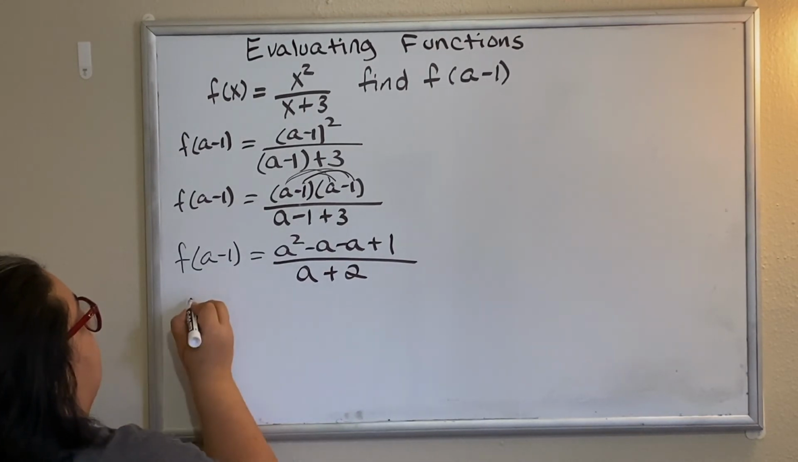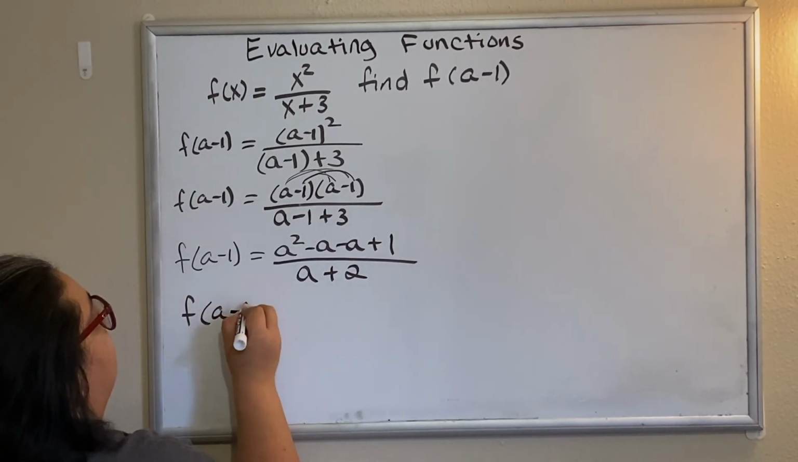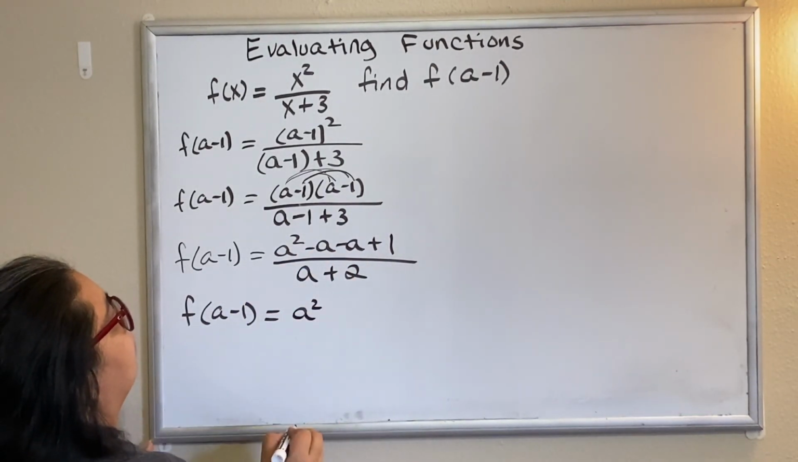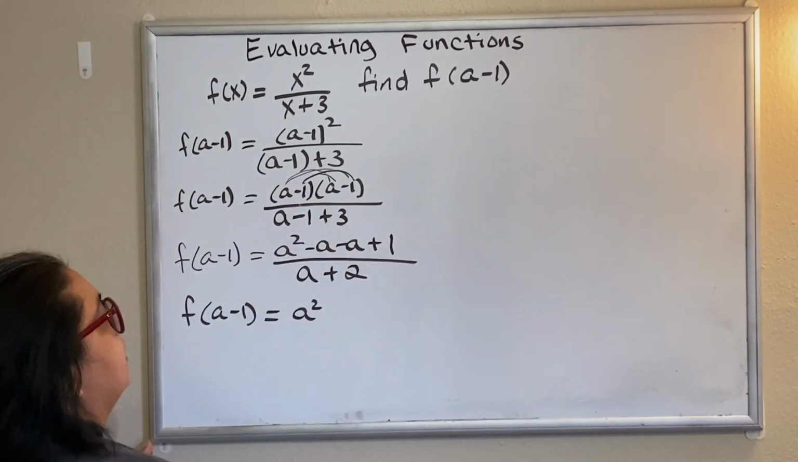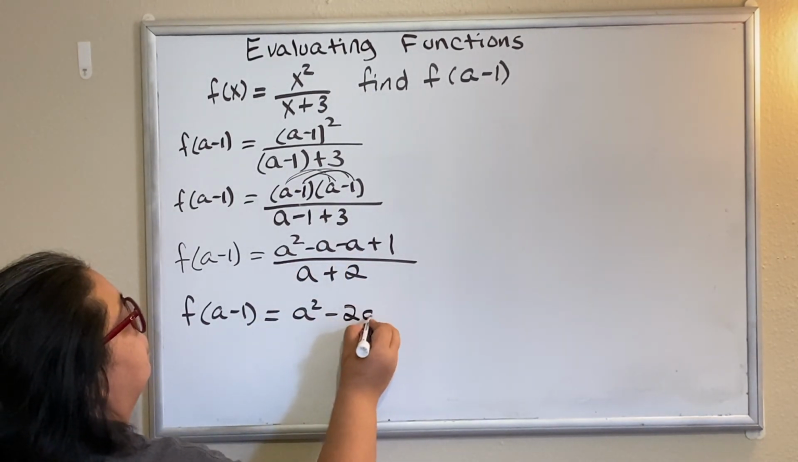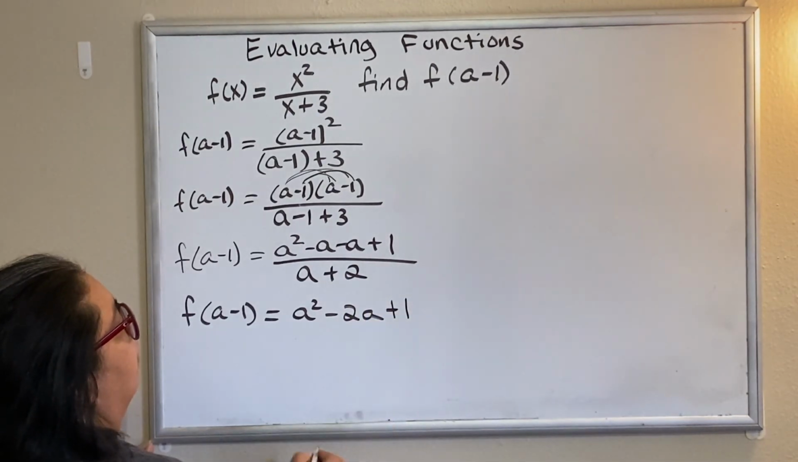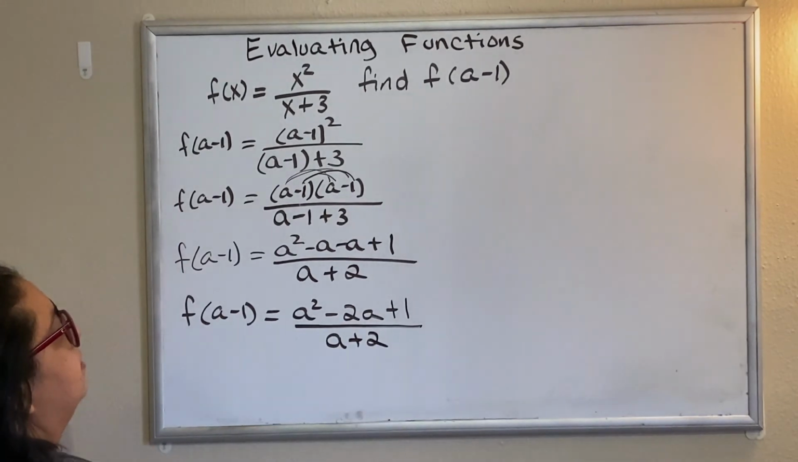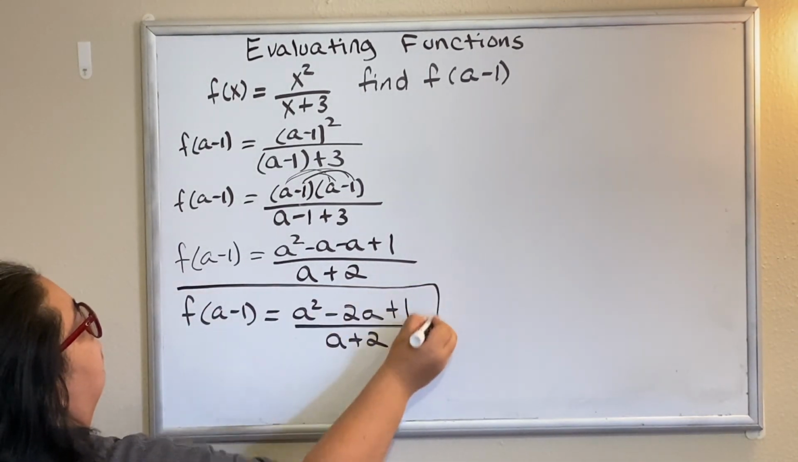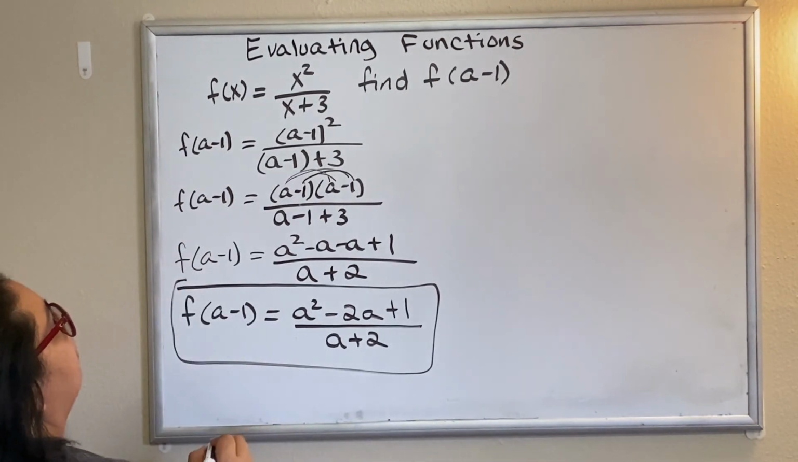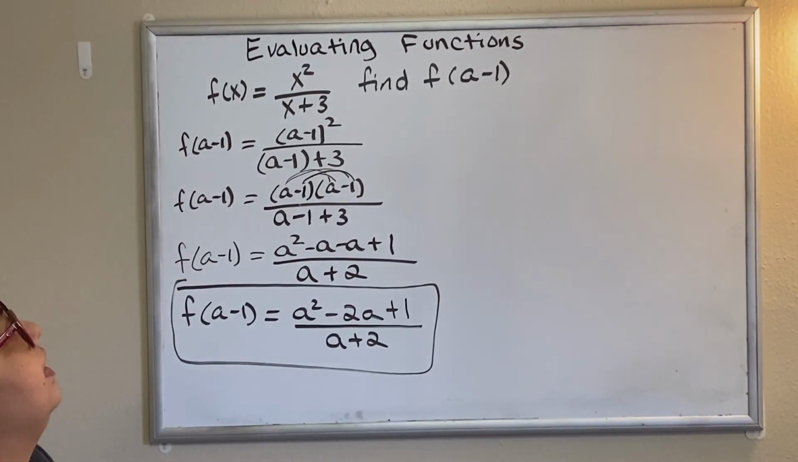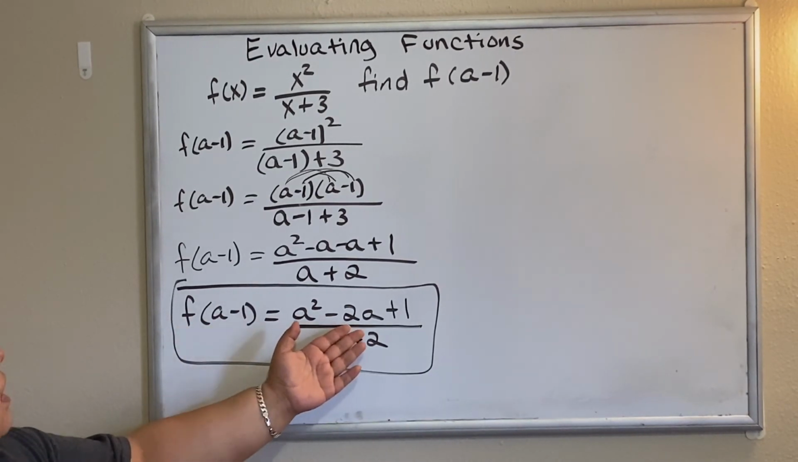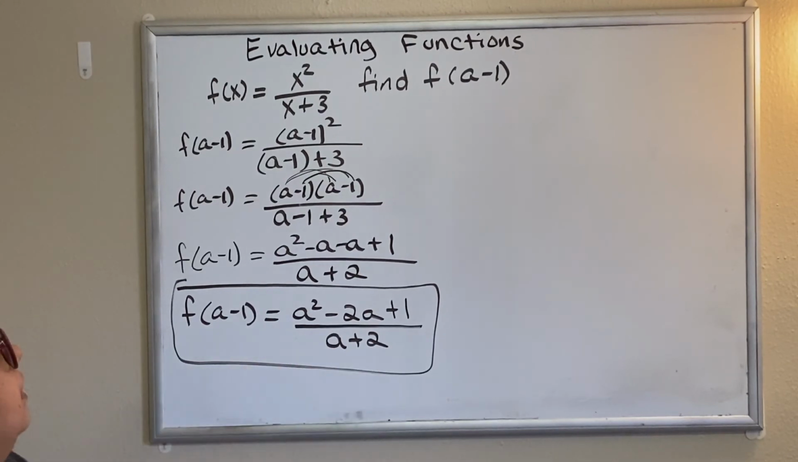So now we can combine like terms, and we can say f of a minus 1 equals, there's no other a squared in the numerator, so we're just going to have a squared. Then we have minus a and minus a. Well, that's going to be a minus 2a. Bring down the plus 1, and then we're left with our denominator of a plus 2. And this is about as far as we can go. So f of x equals x squared over x plus 3, finding f of a minus 1 gives us the expression a squared minus 2a plus 1 all over a plus 2.